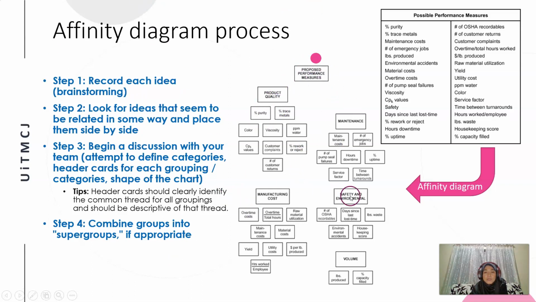Now we look at the solution. This is the affinity diagram for the proposed performance measures. We have the header product quality, the group maintenance, the group safety and environmental, and then the group manufacturing cost. So what is inside product quality? For example, percentage purity, percentage trace metals, color, and so on. This is information that is related to product quality. So try to look carefully at how you can group this.